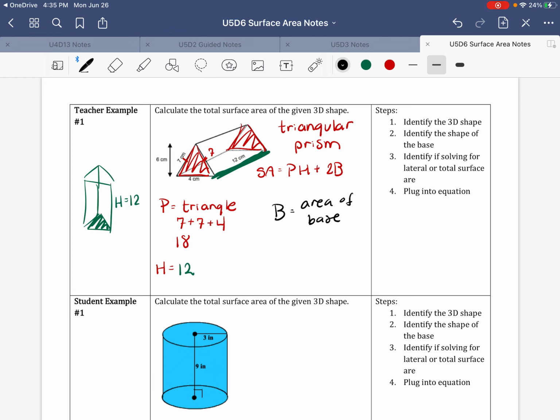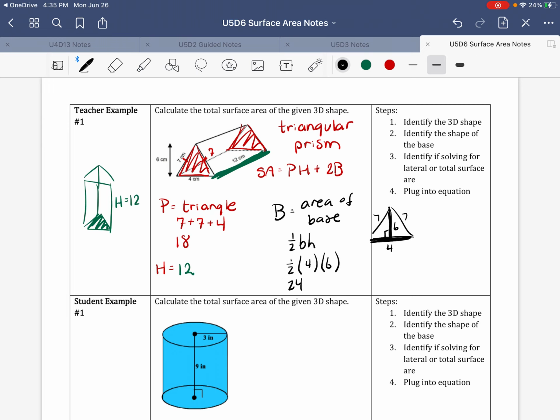So we know that the base is a triangle, so we need to use our equation 1/2 base times height, and we're only finding the area of this triangle. So this side is 4, 7, 7 with a height of 6. Here, our 4 is going to be the base, our 6 is our height, because those are our perpendicular sides, right? So 1/2 times 4 times 6 gives us 24.